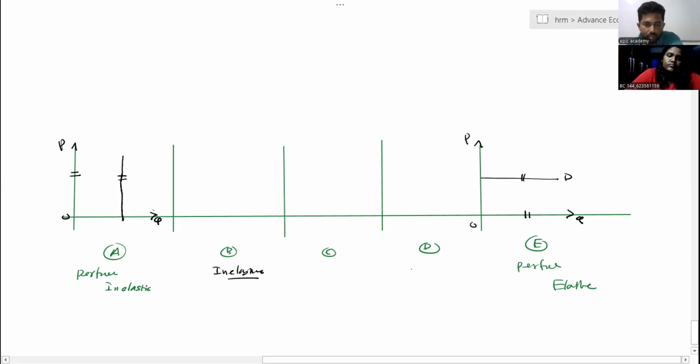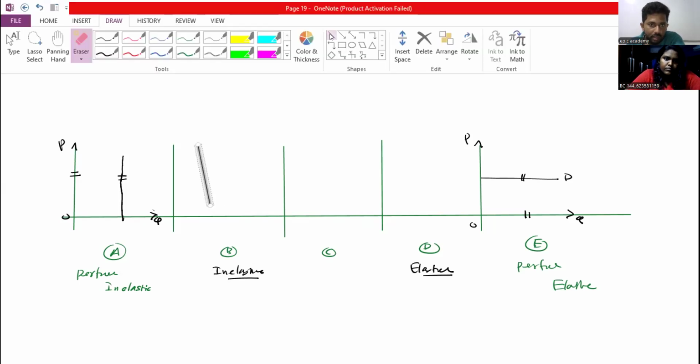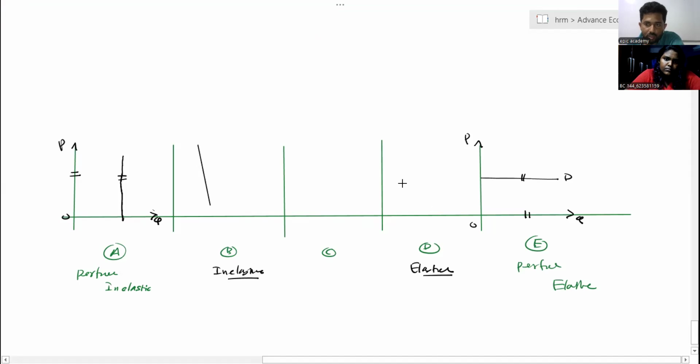This is elastic. Inelastic takes something like that. But in the elastic situation, it takes something like that.